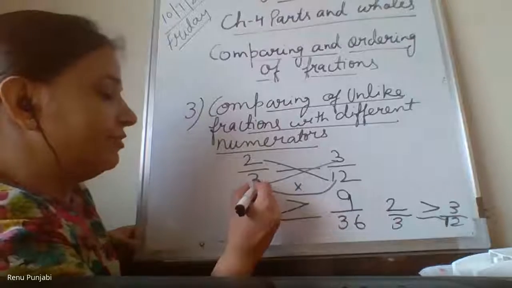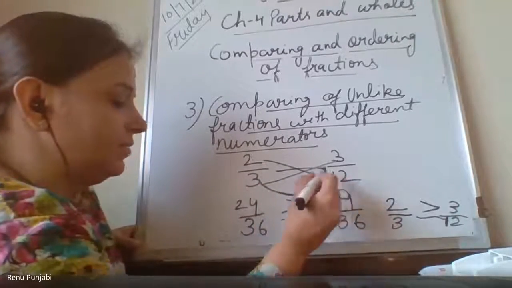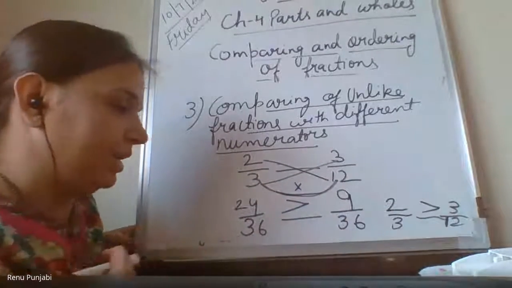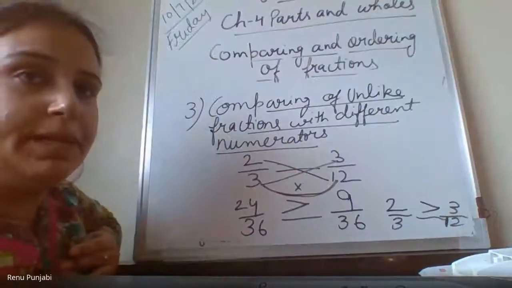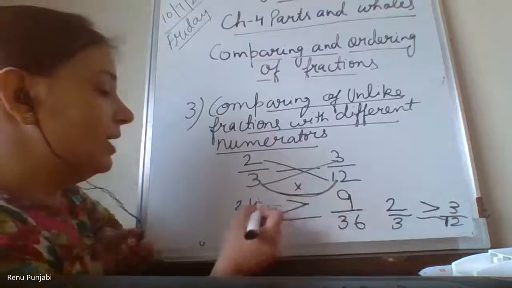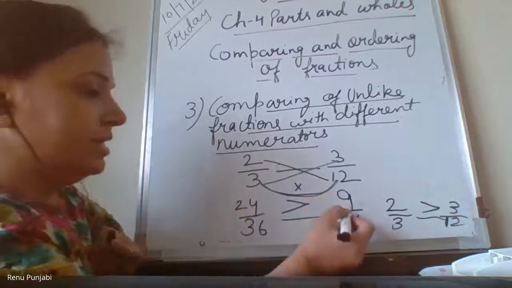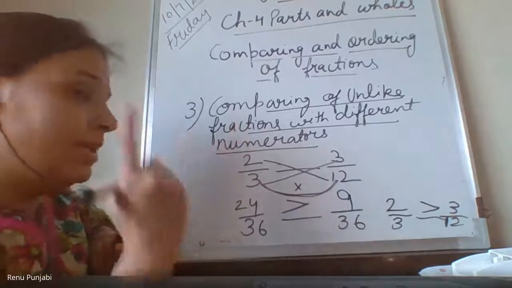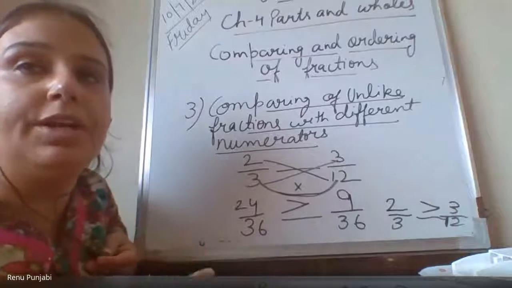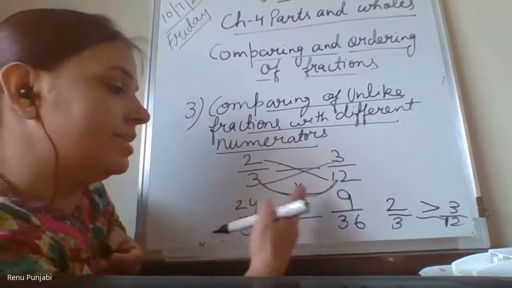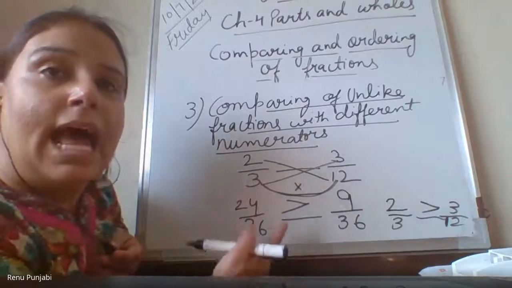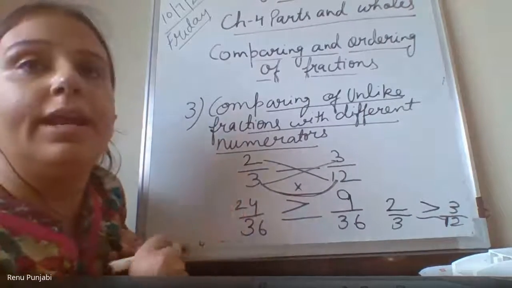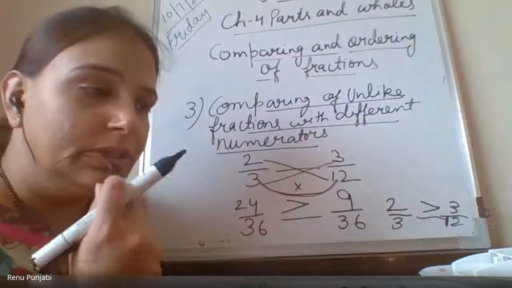So after multiplying this, we got the same denominator. And after that, we did the cross multiplication. 2 into 12 is 24. 3 into 3 is 9. Now, as we have learned in the first situation where the numerators are different and the denominator is the same, in that case, the bigger the numerator, the bigger the fraction. Clear?